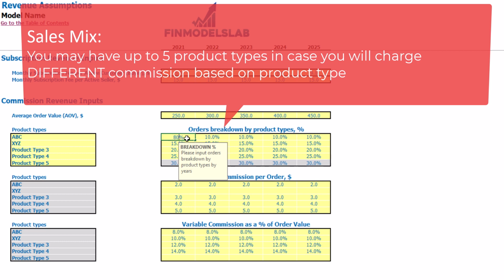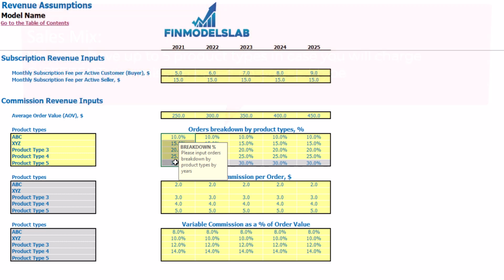So if you set up 80% here, for example, you have minus 40% for product type 5, which doesn't make sense. So you may see the cell as red. So you should always keep the total amount 100 and each driver should be positive.